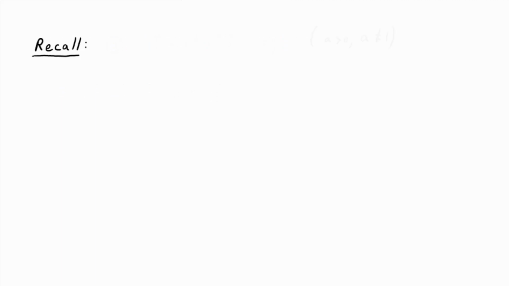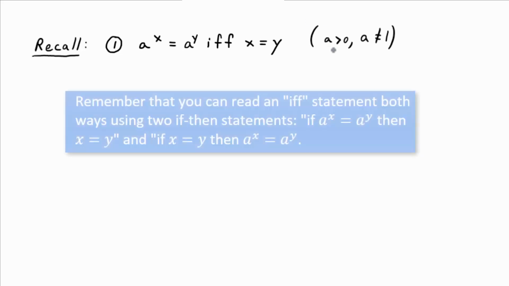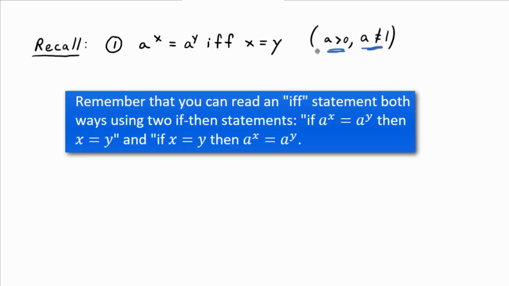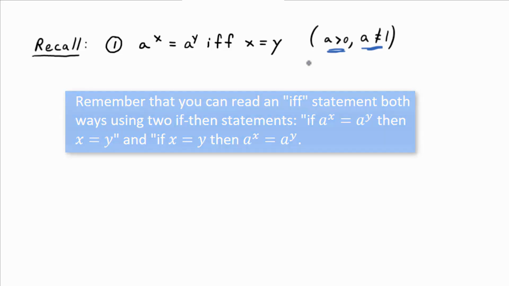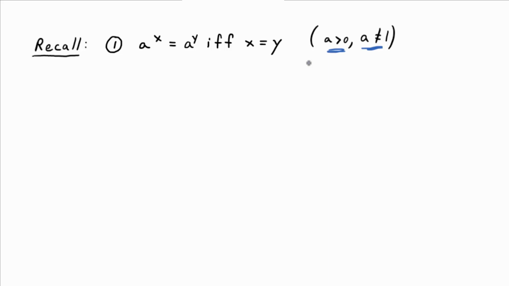Number one, a to the x equals a to the y if and only if, that's what IFF means, if and only if the exponents are equal. Well, okay, a better not equal 0, or a better be greater than 0 and not equal to 1. But as long as that's satisfied, property 1 is going to hold. So that's going to be a useful property for some of the equations we saw.